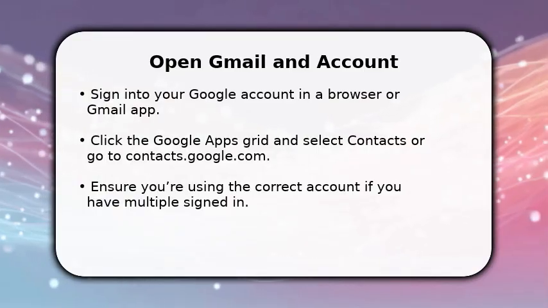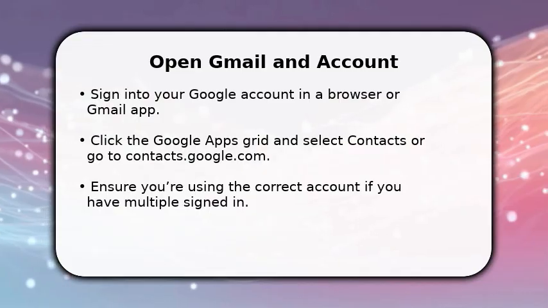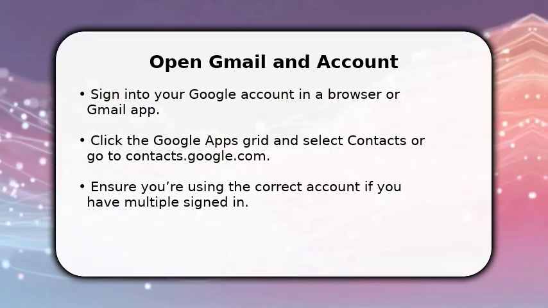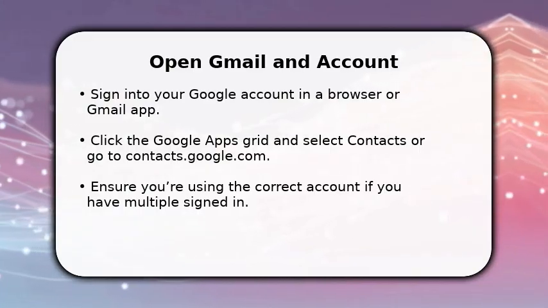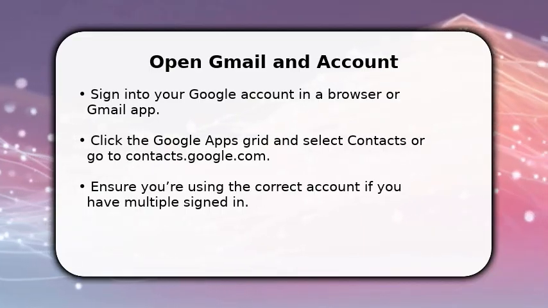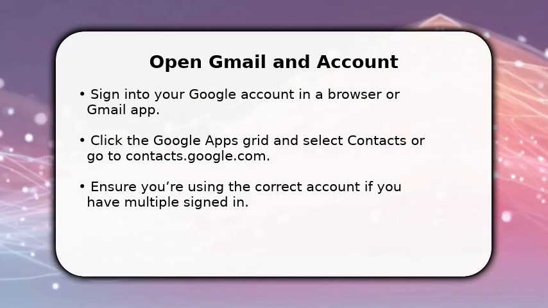You're signed in, now go straight to Contacts. Click the Google Apps grid in the top right of Gmail and pick Contacts, or type contacts.google.com. If you use multiple accounts, make sure the active account matches where you saved contacts. Switch accounts from the profile icon if needed.